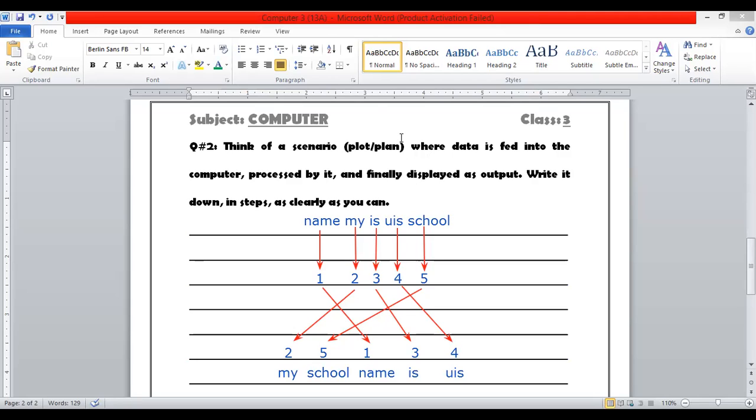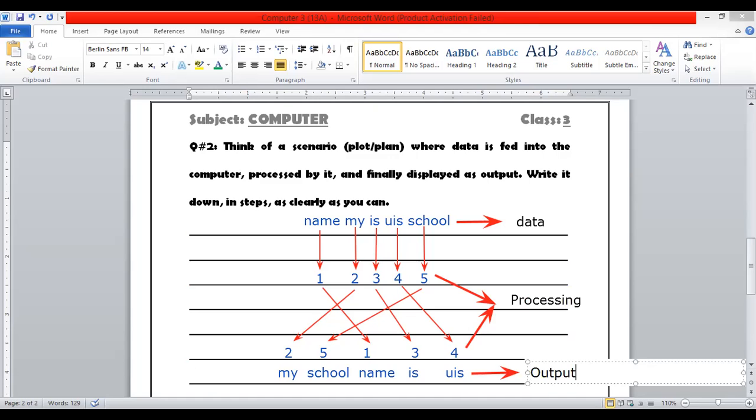So if you see, there is a thing. What is the thing right now? This is the data, and this thing is the processing, and this is the output. This is the simple way. You can take a screenshot of this. Let me write it here. So this is the data. This is the processing. We already did that in the class. And this is the output.